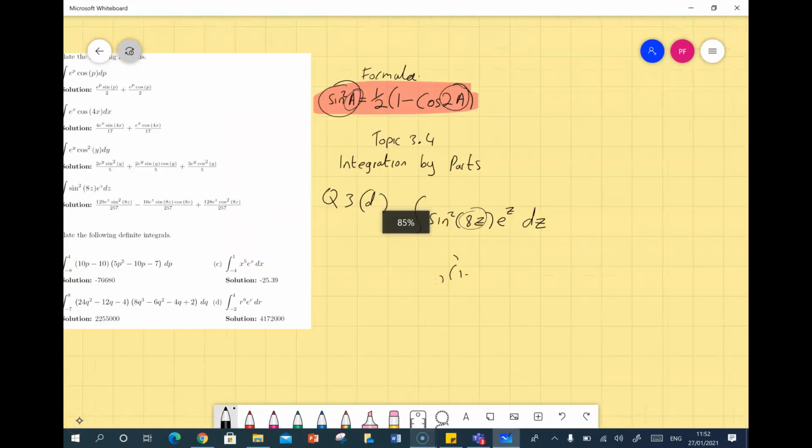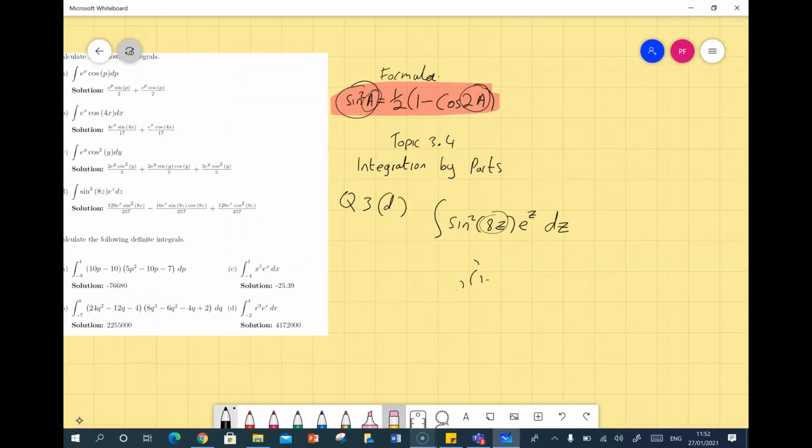Okay, topic 3.4, integration by parts, question 3D. I've got to integrate sine squared of 8z times e to the power of z. Now, in your formula book, there's a special formula that says if I have sine squared a, I can write that as a half times 1 minus cos 2a. I'm not integrating or anything, it's just an identity that says if I have a sine squared of an angle, this is another way of writing it.